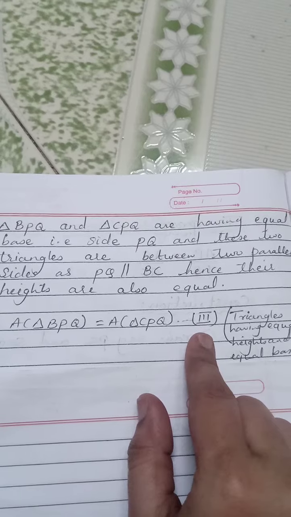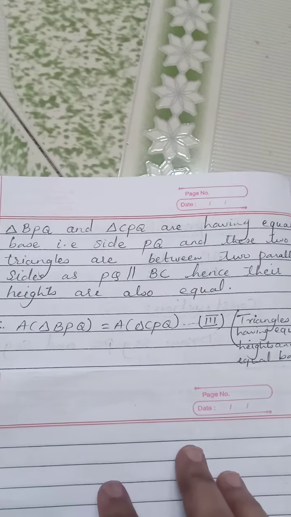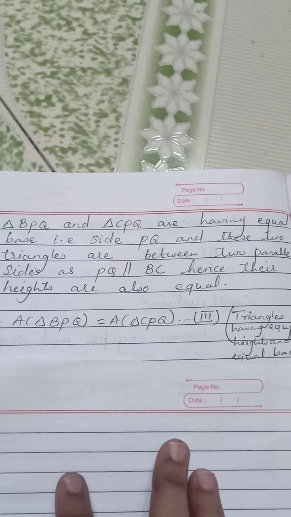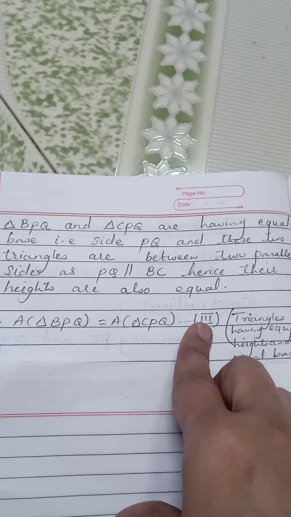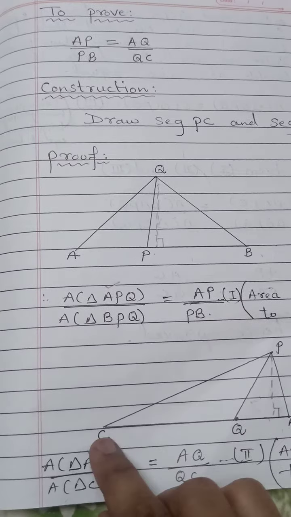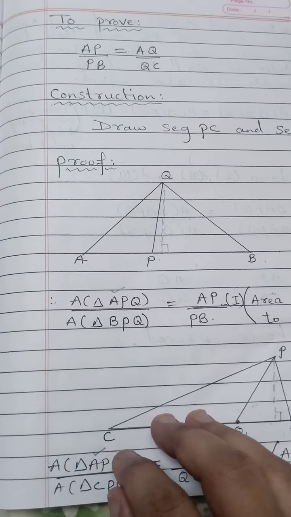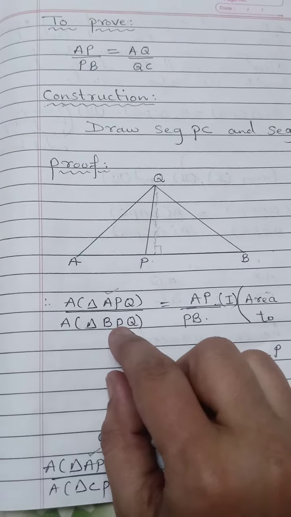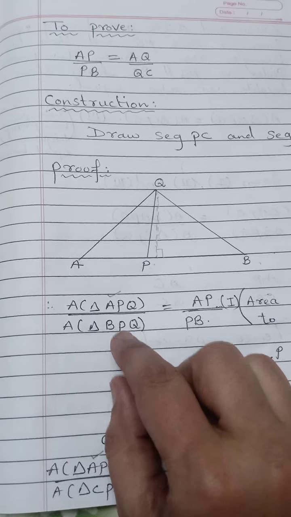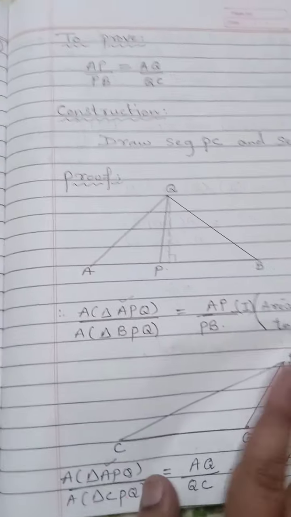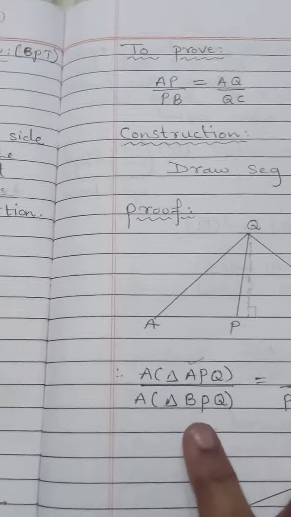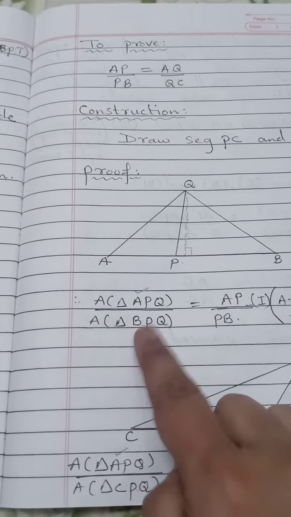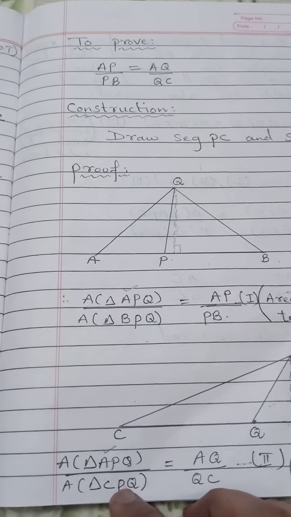Now we'll combine equations 1, 2 and 3. First of all, we'll see what is given in equations 1 and 2. In equations 1 and 2, we have got that these numerators are equal. And in equation number 3, we have got that the area of BPQ is equal to the area of CPQ. See here, area of BPQ is equal to area of CPQ. That means this denominator BPQ is also equal to denominator CPQ.